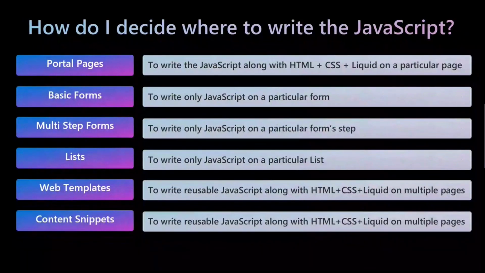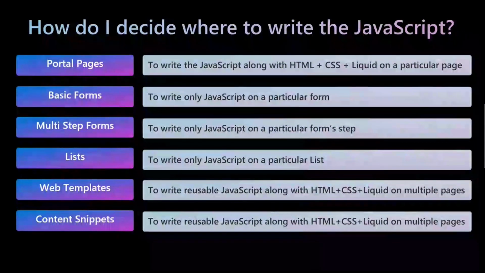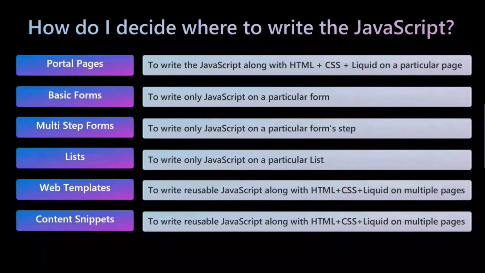Content snippet is also like the web template, but the web template has some extended capabilities because it is basically used on multiple pages. You can directly associate your web templates with multiple pages, but a content snippet you cannot associate. It is just a standalone component, basically used to manage your content. You can write your script and your liquid code there, and you can include it in your web template or in your web pages, but you cannot associate it with the pages directly. But the web template provides you that capability.